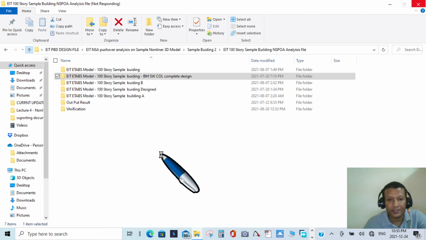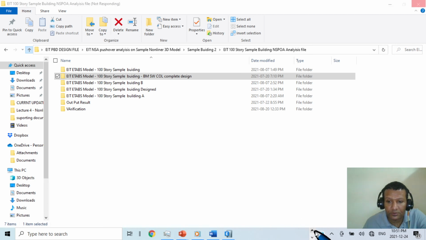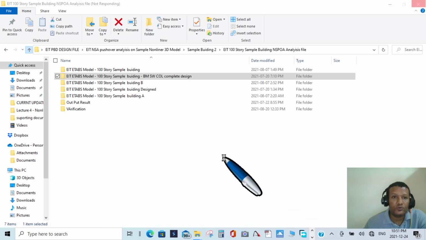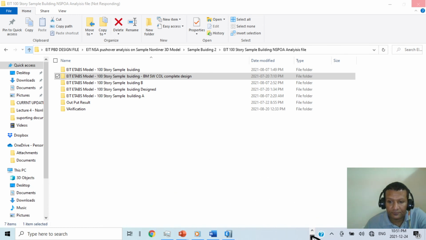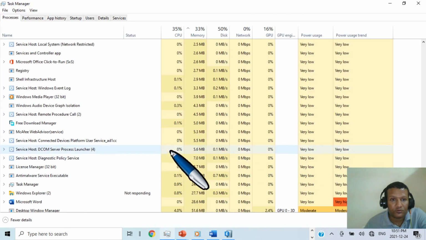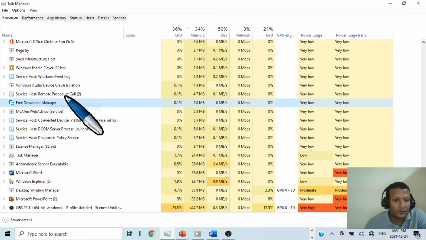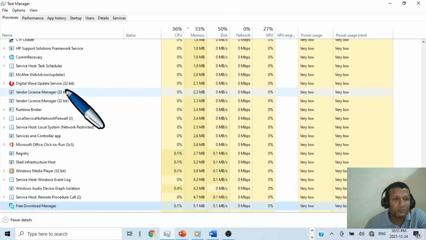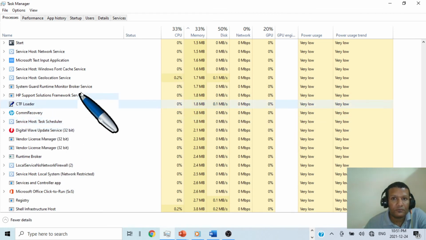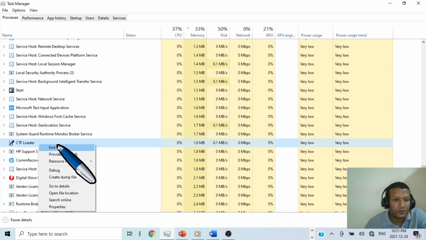Because nonlinear modeling is heavy, that's why we have to use Perform 3D, because it is very powerful software, but it needs a lot of computing resources. My computer is not that powerful. Let me close some programs.